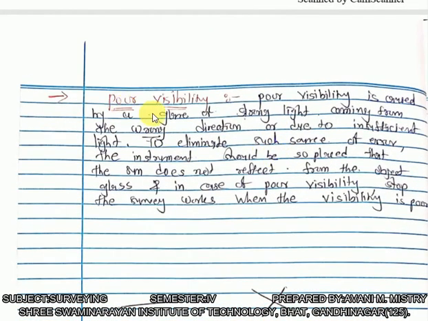Then the next one is poor visibility. Poor visibility is caused by the glare of strong light coming from the wrong direction or due to insufficient light. To eliminate such sources of error, the instrument should be so placed that the sun does not reflect from the object glass, and in case of poor visibility, stop the survey work when the visibility is poor.